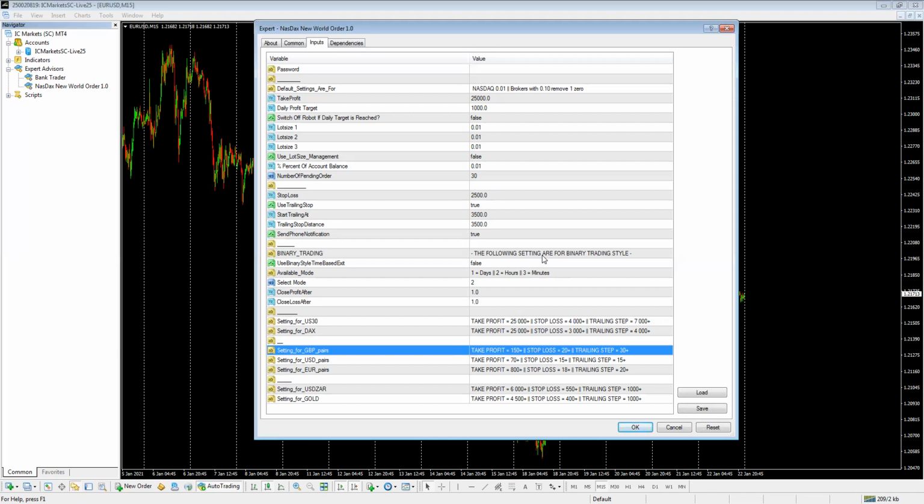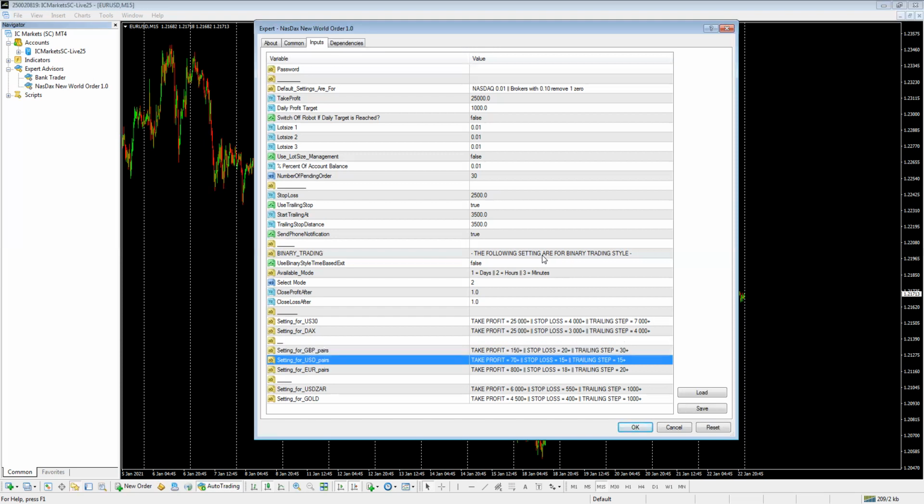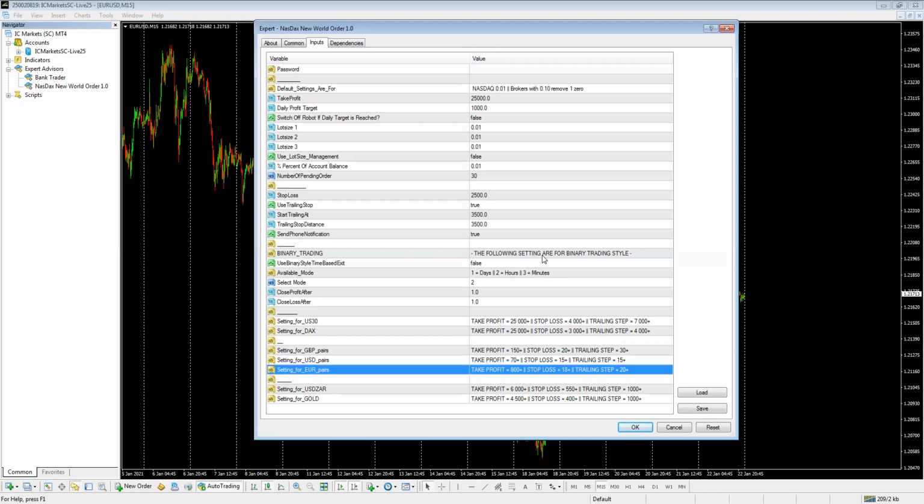Regardless if you are trading GBP USD, Euro GBP, GBP JPY, GBP NZD, GBP whatever, if it's GBP, these are the settings you will be using. If you are trading Euro USD, USD NZD, USD JPY, USD CAD, whatever USD pair you are trading, this will be what you will be using. And trading Euro, it's Euro JPY, Euro NZD, Euro whatever. You use these settings.